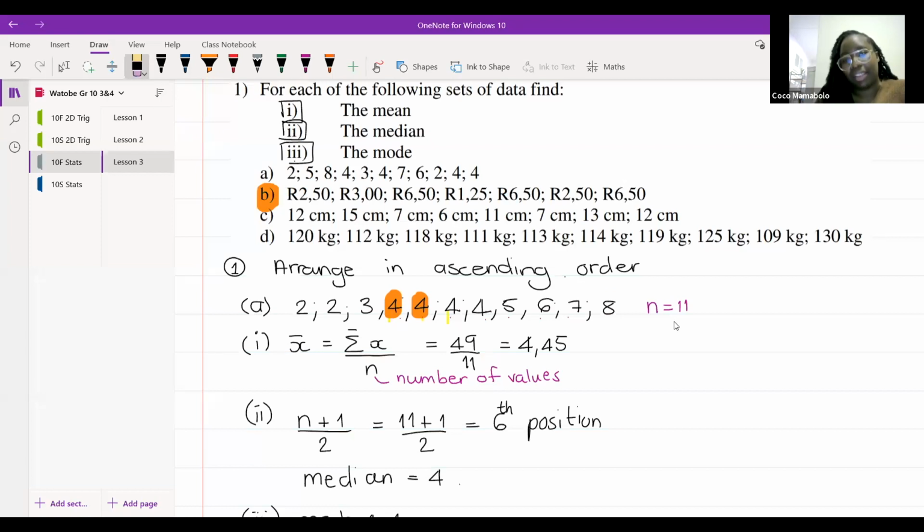We said we have 11 values, correct? Yes, sir. Good. So in order to find the median, we're going to take the 11 that we have, plus 1 and divide by 2. And that gave us 6. So it tells me that the number in the 6th position. So when we're calculating for the median, we're using the number of values that we have. Remember, N stands for number of values. All right. Okay. So the number of values, then we're looking for the number in that position.